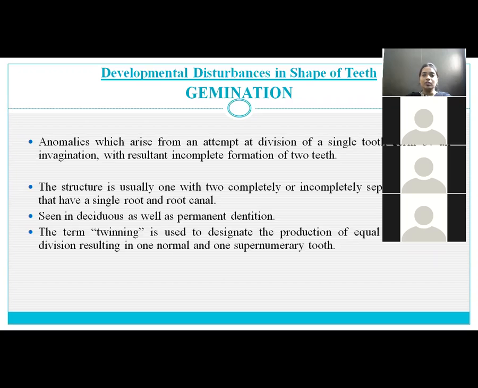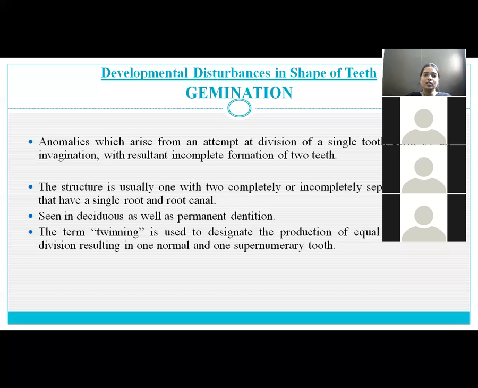What is gemination? Gemination is a developmental condition which affects the shape of teeth, meaning the shape of the teeth is disturbed. It is an attempt of a single tooth germ to divide into the incomplete formation of two teeth. It is an anomaly which arises from an attempt at a division of a single tooth germ.